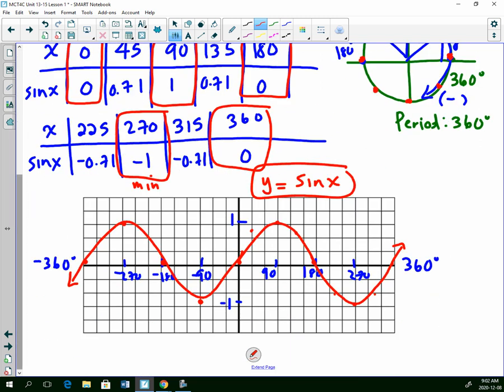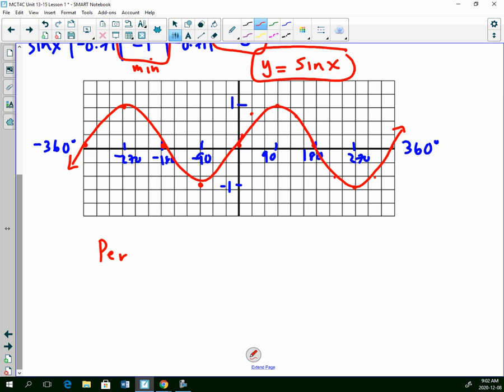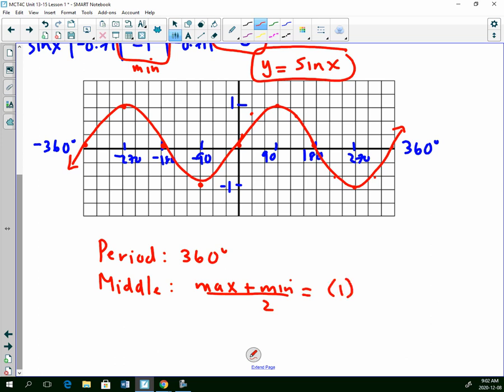So if I'm looking at the properties, we said the period of the graph is 360 because that's one cycle, right? That's once around the circle, and then you repeat to go around again and again and again. The middle of the graph is the top plus the bottom divided by 2. So the maximum point is 1, the minimum point is negative 1. So the middle is always at 0, which is the x-axis.